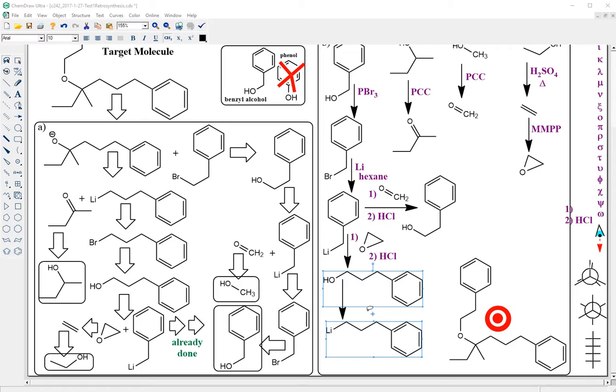Note that I've gone from the alcohol to the organolithium here, which really takes us from this species to this species without showing the one in the middle. You can do this on the forward synthesis. Just show that you know it really reflects 2 steps. First step, PBr3. Second step, not HCl. Second step, lithium in hexane.